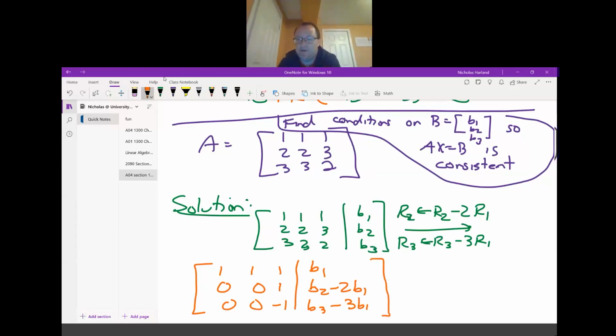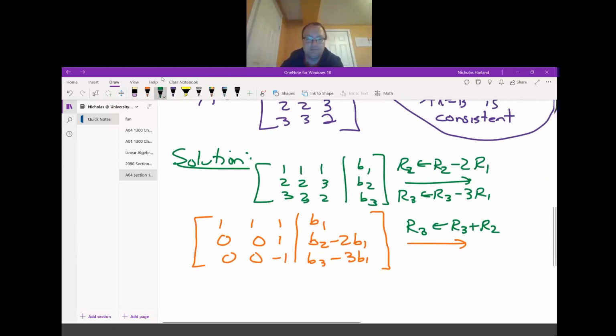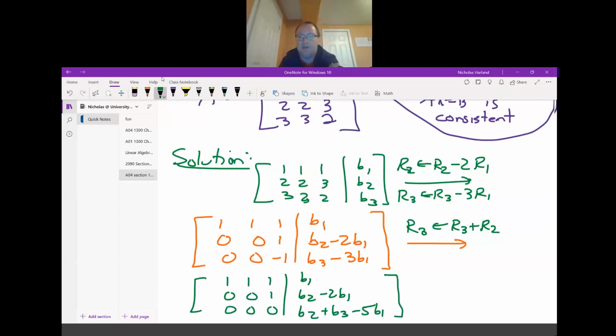All right, but now it's just a glorified row reduction question, and it's been almost a month of doing that, so we should be fairly good at it. So subtracting 2 times row 1 from row 2, 3 times row 1 from row 3. As always, these are not the only elementary row operations that get the job done, but they work. And 0, 0, 0, B2 plus B3 minus 5B1. And we have our matrix in row echelon form, or at least the coefficient matrix.